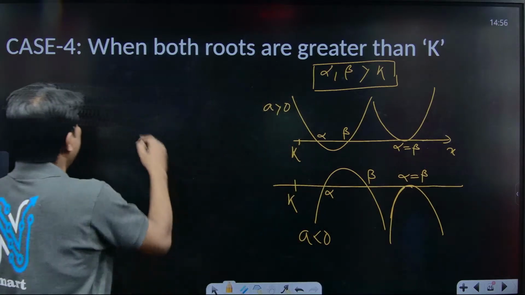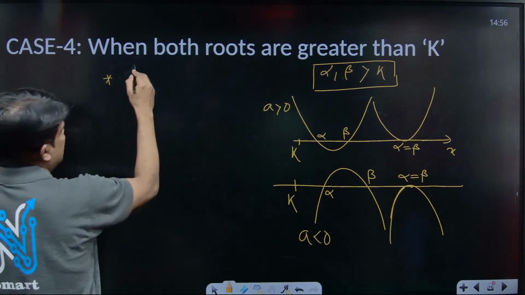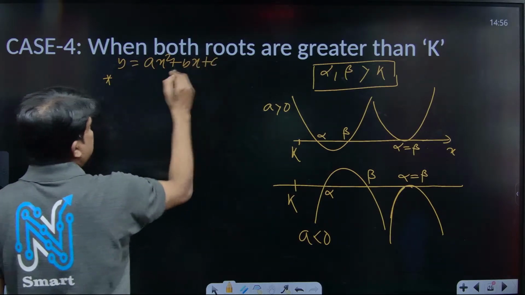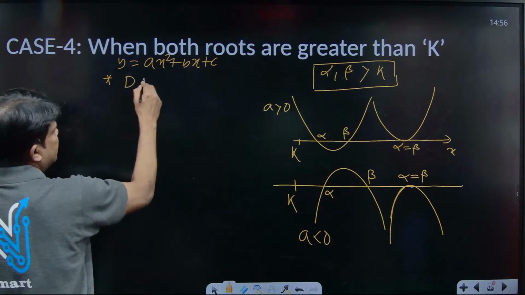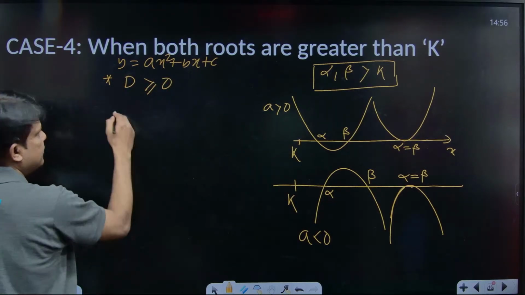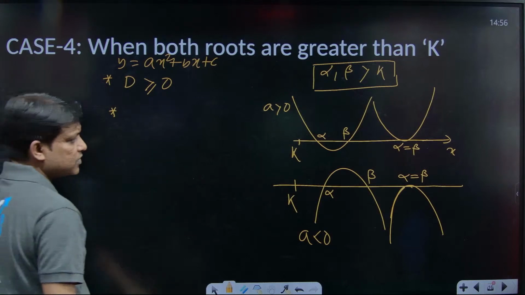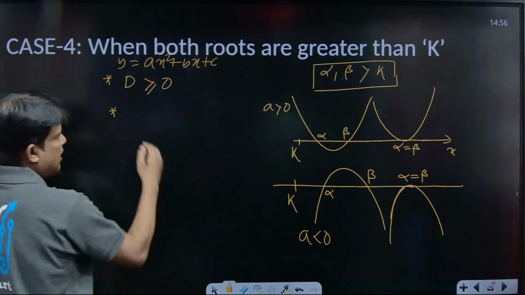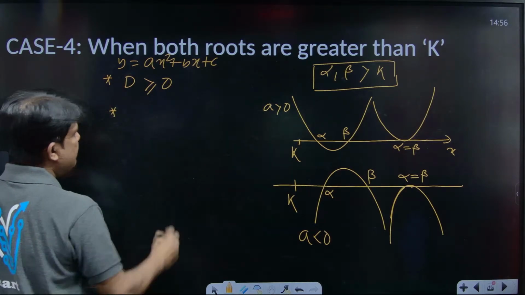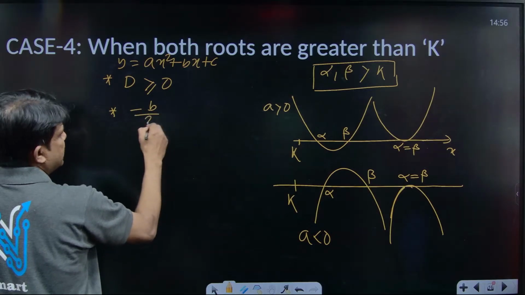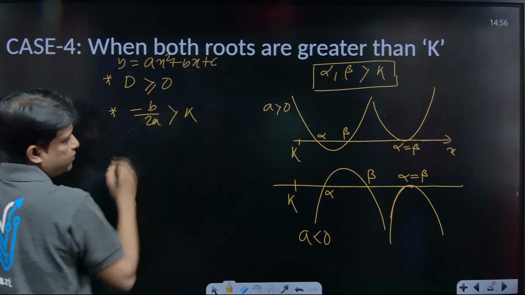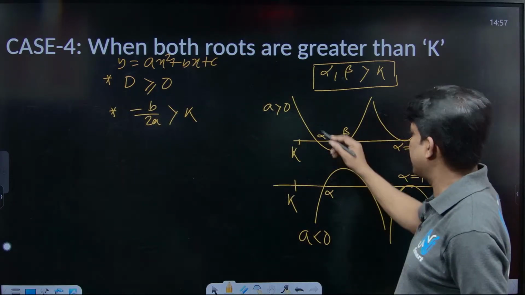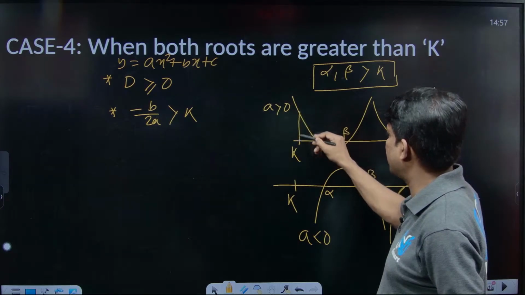These two cases: both roots of the quadratic equation y equals ax square plus bx plus c are greater than k. That means the discriminant must give distinct real roots, discriminant greater than or equal to 0. Then the sum of roots, alpha plus beta, is obviously greater than k, and the vertex abscissa, minus b by 2a, must be greater than k. Clear?